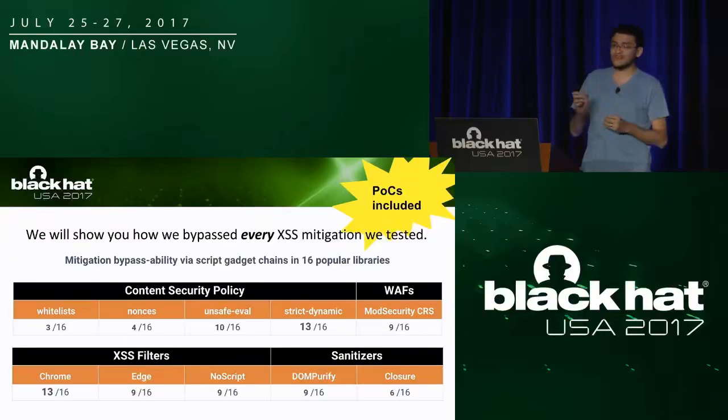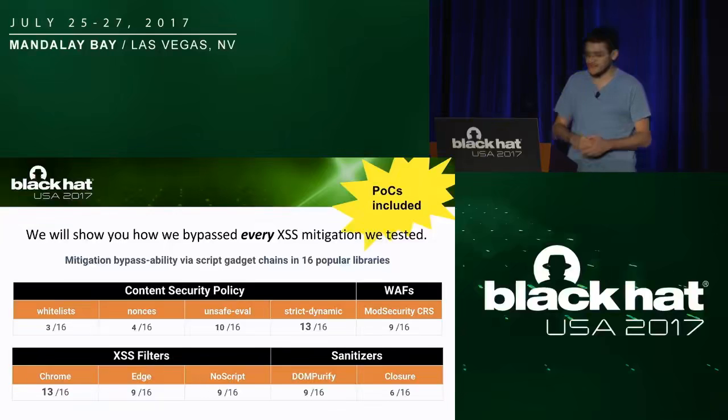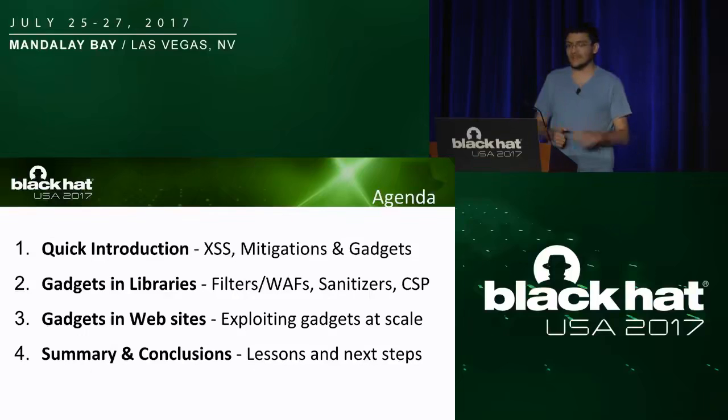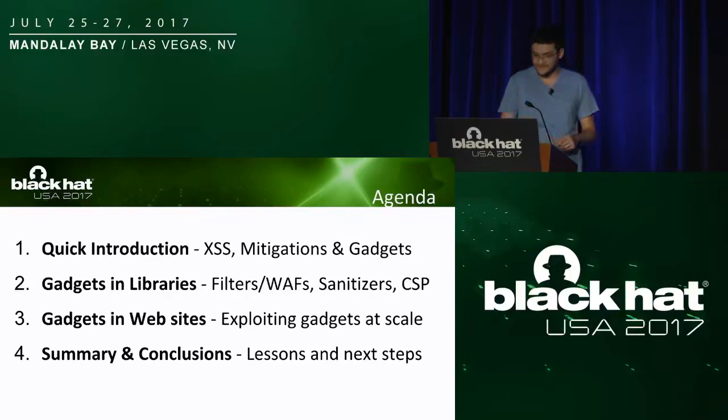The website will post a copy of the repository, but there's another version online if you want to see the proof of concepts. So, a quick agenda of what we're going to do. I'm going to give you a very quick introduction for around 10 minutes. Then Koto is going to present the gadgets in libraries, which is the research done manually by us against the most popular libraries we came up with. And then Sebastian will talk about gadgets in websites. We ran a study around the Alexa Top 5000 and tried to find gadgets automatically and generate exploits automatically. And at the end, we're going to have a very brief summary and conclusions.